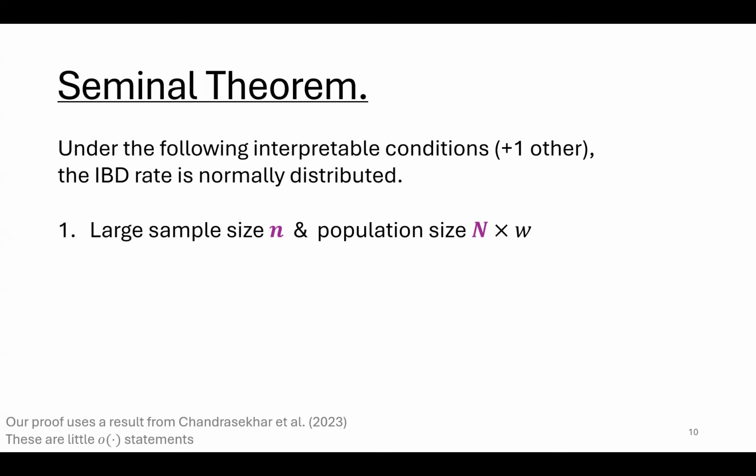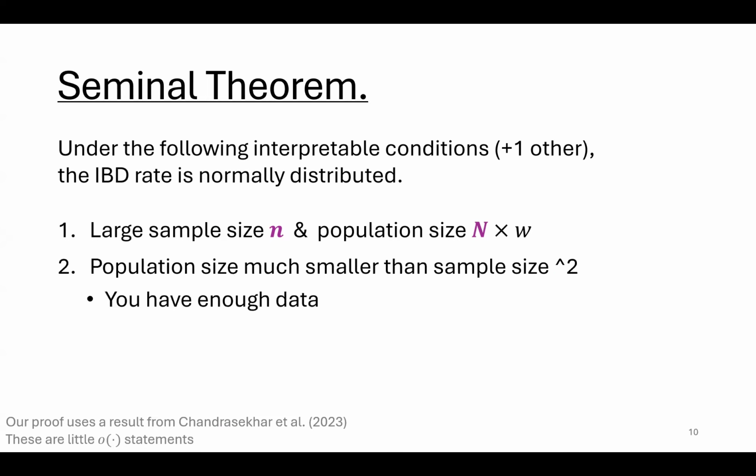The first condition is that we have a large sample size, little n, and a large population size, big N, that is scaled by the centimorgan detection threshold W. The big N, the population size, is considering this idealized model where you have randomly mating haploids, non-overlapping generations, no population structure, etc. And so these are conditions that you can look up that are common in population genetics.